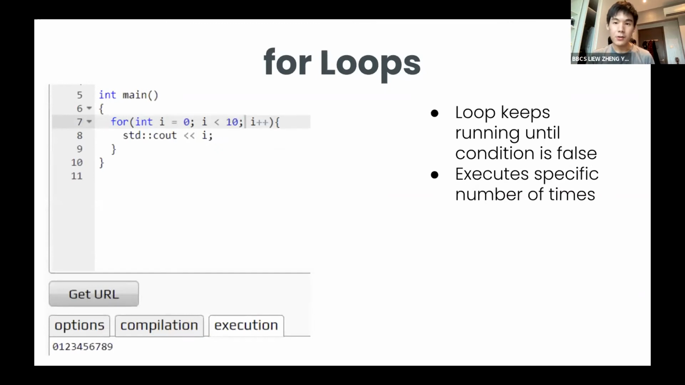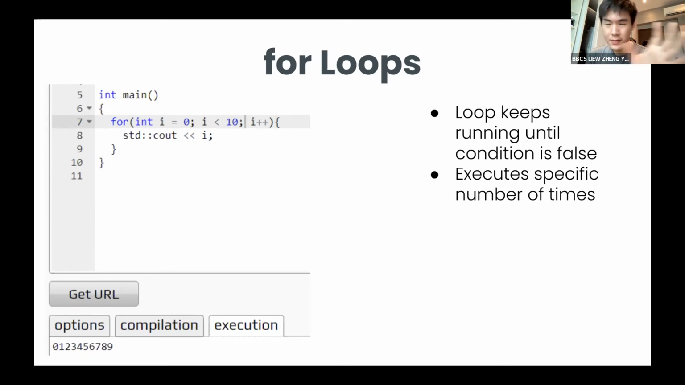Next, let's talk about for loops. For loops are similar to while loops. They will keep running until the condition inside the loop is false. Unlike while loops, for loops usually run for a specific number of times. So here I declare the variable i to have the value 0. i++ means that i increases by 1 for every iteration. So i < 10 is the condition for which the loop will execute.